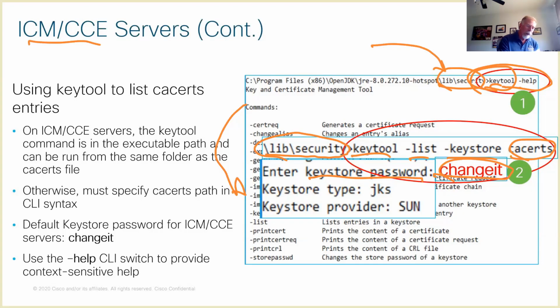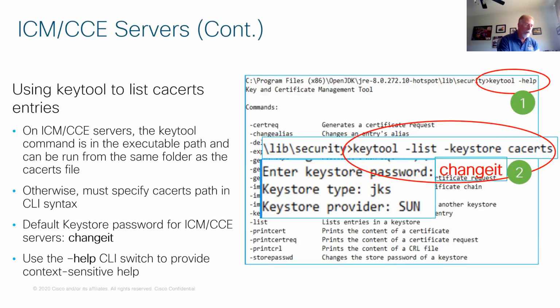Just reminding you that the key tool command is a command to modify, look at, observe, update your Java Keystore. Remember, your Java Keystore on your ICM servers is a file named CA certs, and it's in the appropriate folder as we've just been talking about.